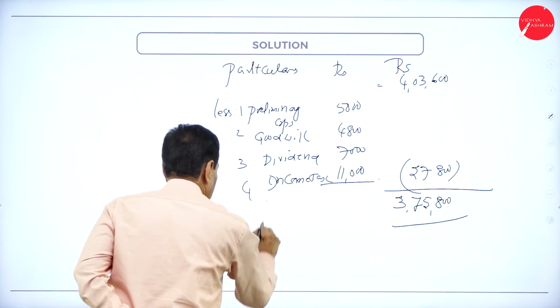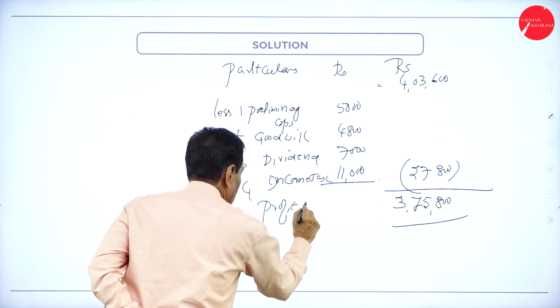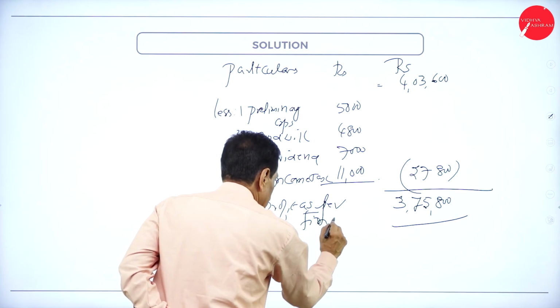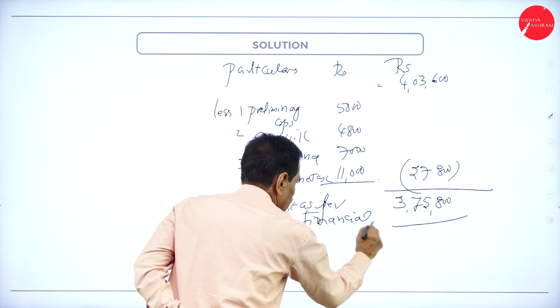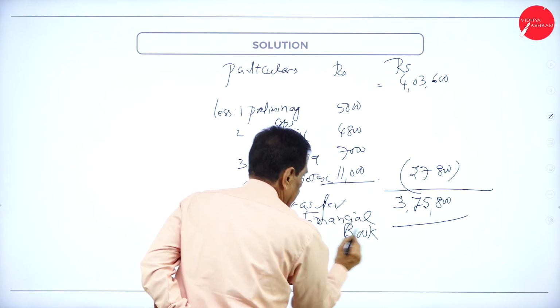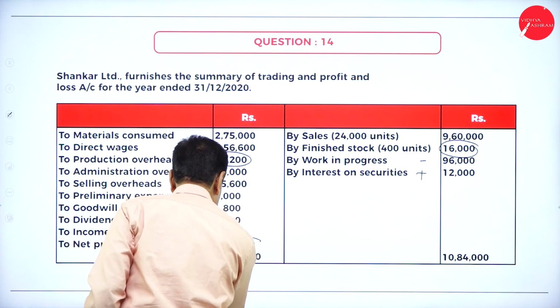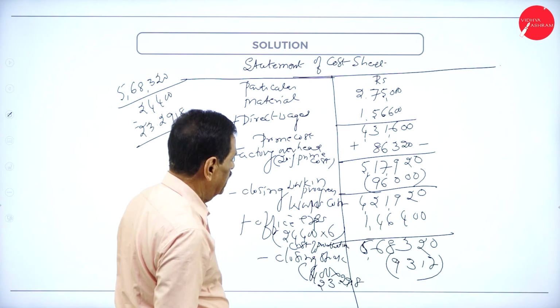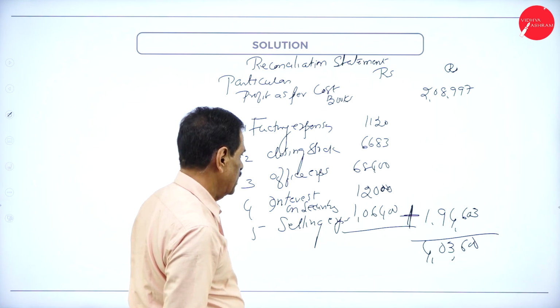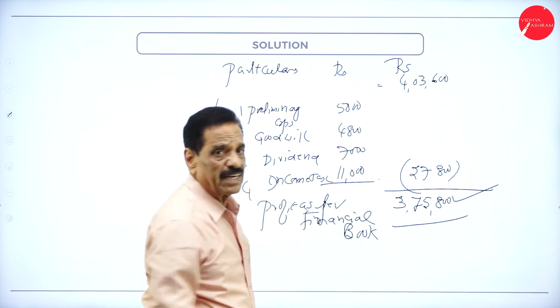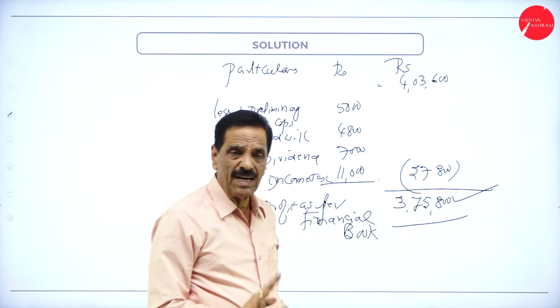Profit as per financial books. See how much you got here? 3,75,800. Here the answer is 3,75,800. So it tallies.